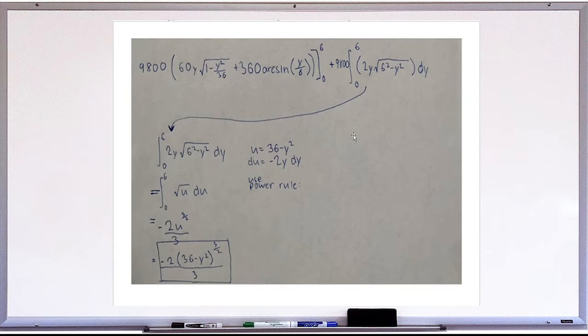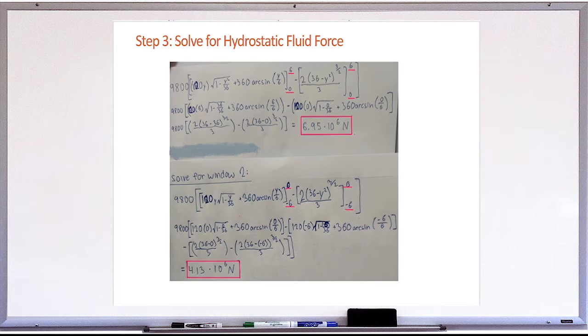Now on to the second part of the equation that we have earlier. This is simple because we can just use u substitution. U is equal to 6 squared minus y squared. Use this power rule to get the integral of square root of u, and then we just plug u back into it, and we have this equation. So now we can solve for the hydrostatic fluid force.